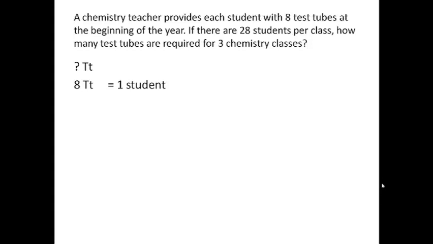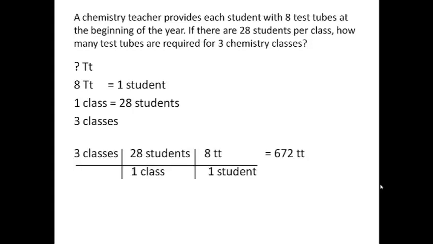I need to find out information about students. The information about students is one class is 28 students. Students will cancel. I need to find something for class. There are 3 classes, 2 students, 2 classes, 1 test tubes, enough information to work the problem. Start with the 3 classes, make all of your equalities into conversion factors, cancel classes, cancel students. You're left with test tubes, which is your answer. Do your multiplication and you get that answer.